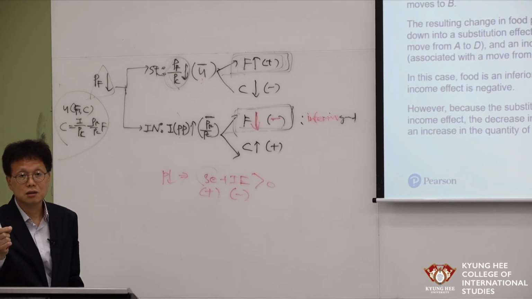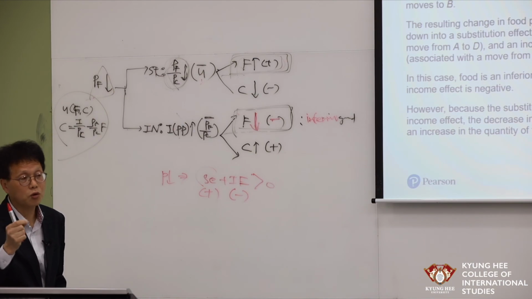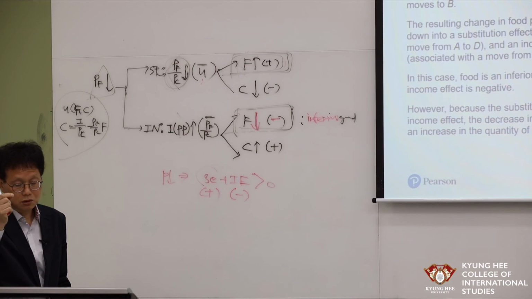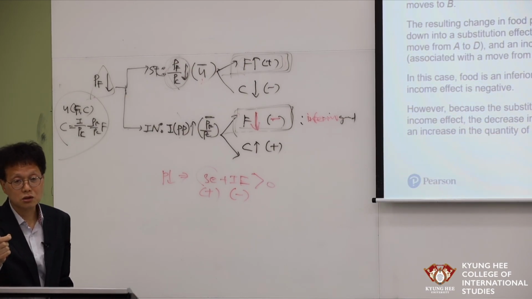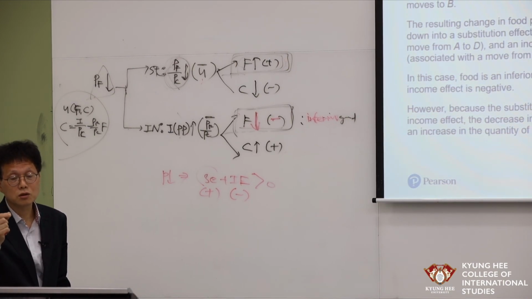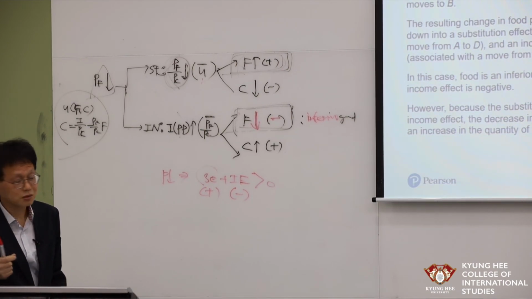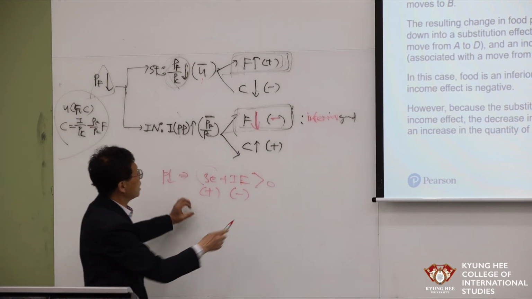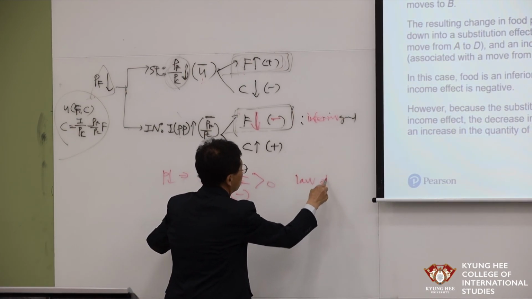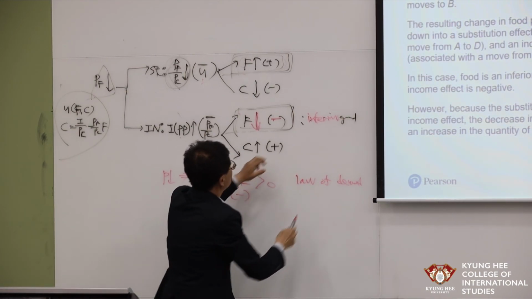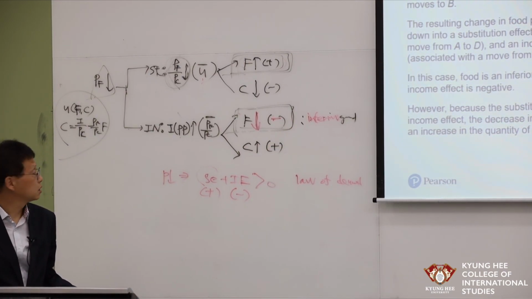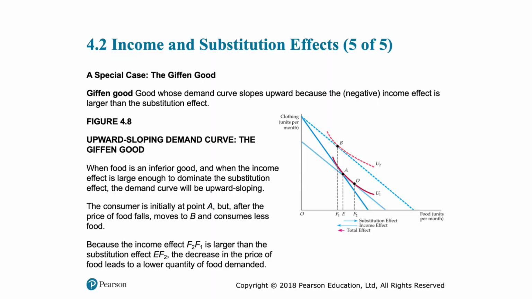So the law of demand holds. What is the law of demand? Price increases, demand for that good decreases, or price decreases, total consumption increases, right? That is the law of demand, a negative relation between price and consumption or demand. So the law of demand holds. The law of demand still holds in this inferior case. Can you understand? Right?